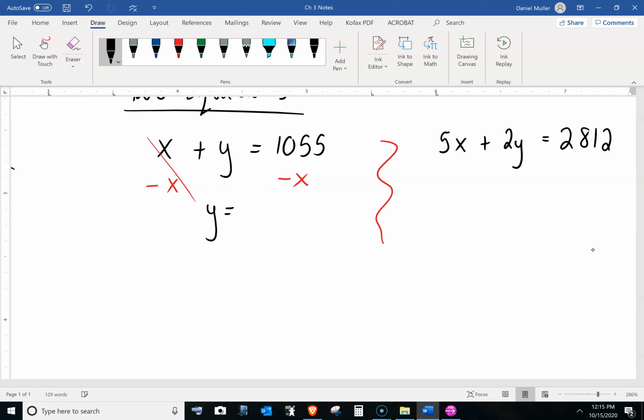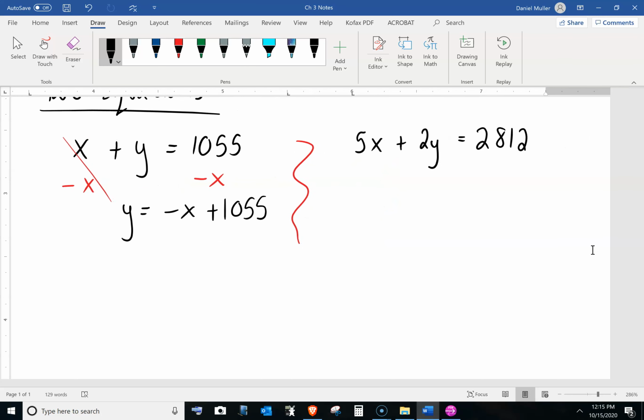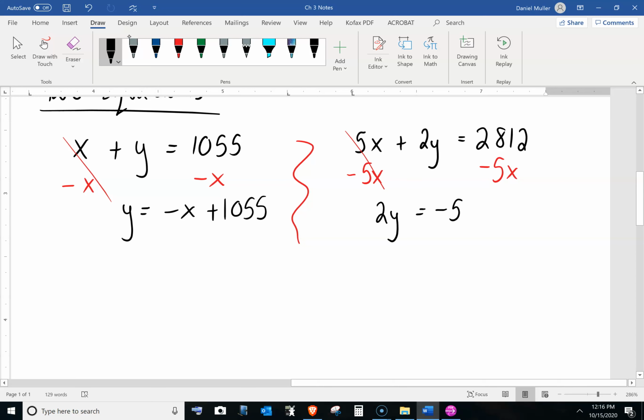I can't combine them, so I'll just go negative x and then plus 1055. And here I will minus the 5x from this, both sides. Again, I can't add the like terms over there because there are none. I have to just keep them separate, and I'll write the x first. And then I've got to divide by 2.